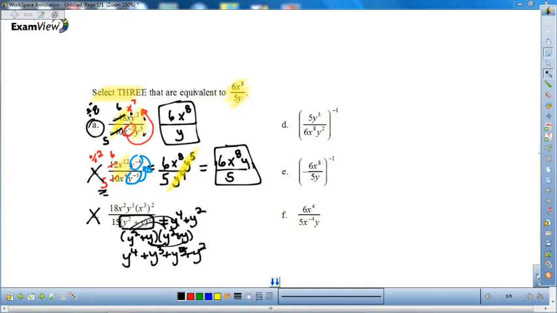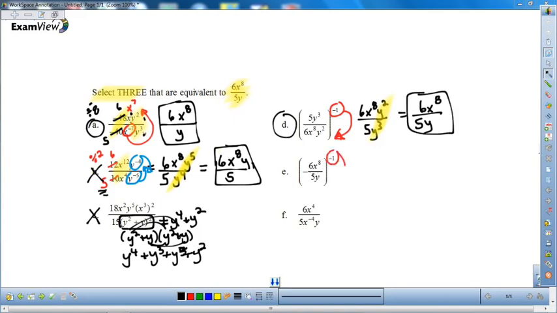So let's look at D. The negative exponent means that I'm going to flip the fraction. So 6, 8, y squared is going to go on the numerator, 5y cubed is going to go in the denominator. So I just have to look at my x's. I'm going to subtract them. There's more x's in the denominator, so it's going to stay in the denominator, and I'm going to be left with 1. So D is another one of my answers.